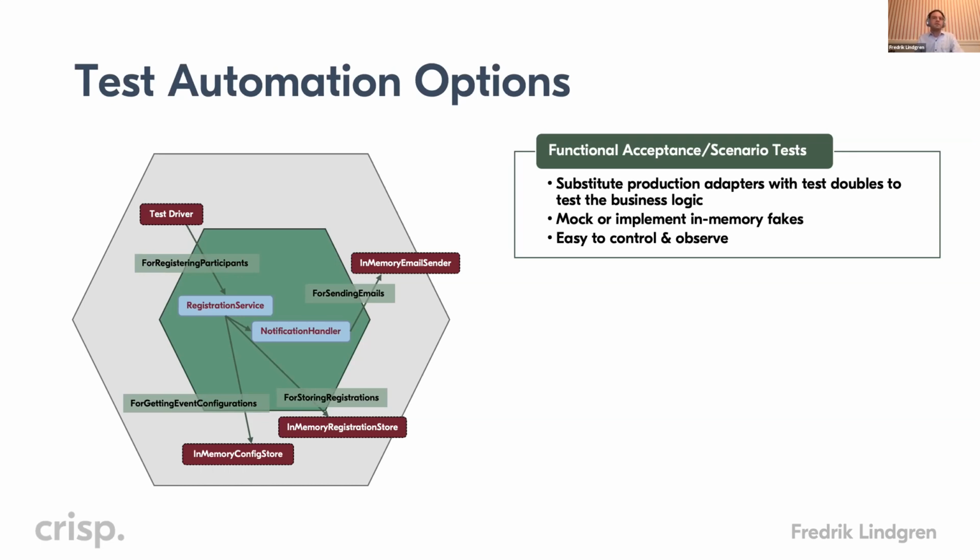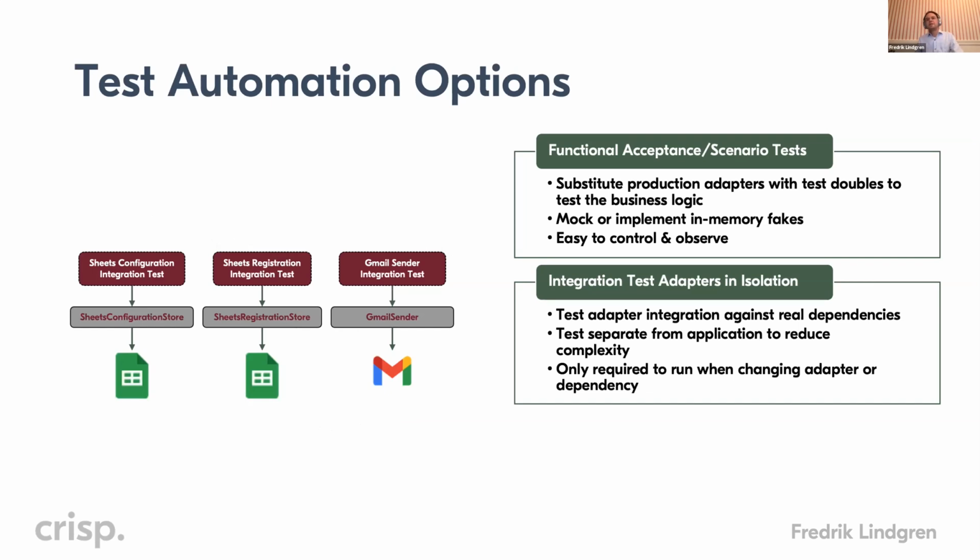One of the good benefits here is that it's really easy to control and observe the whole business logic. And since all the business logic is inside the core, you can execute all your functional tests for how the application should behave through these APIs. For integration testing, what you can do is isolate the actual adapters and write integration tests for how they interact with the real dependencies.